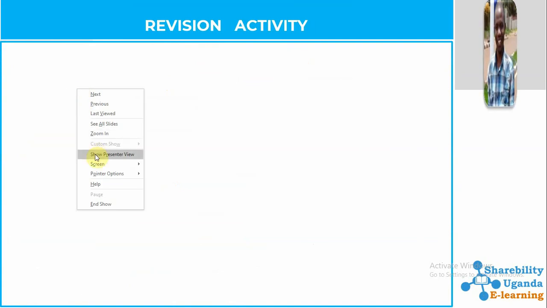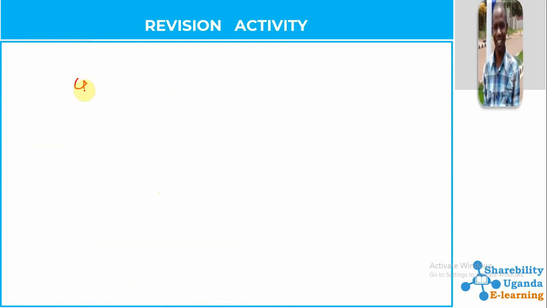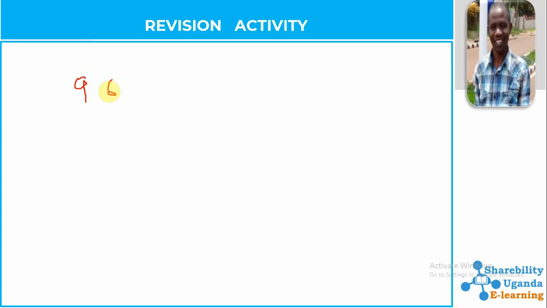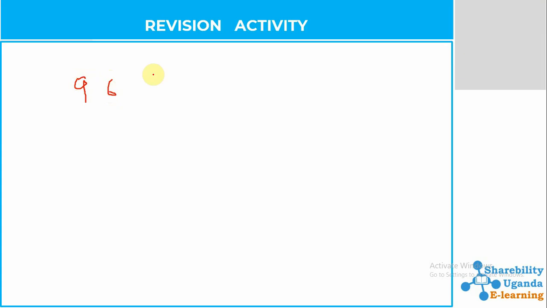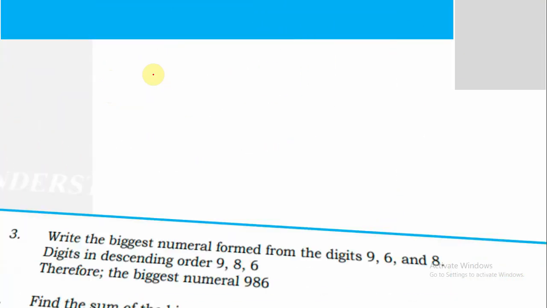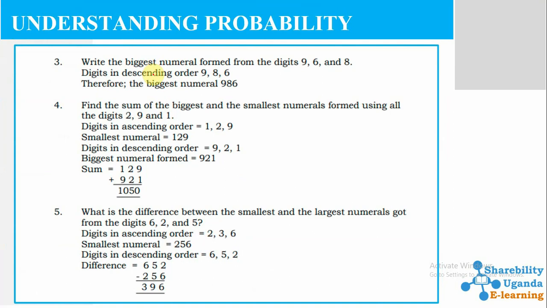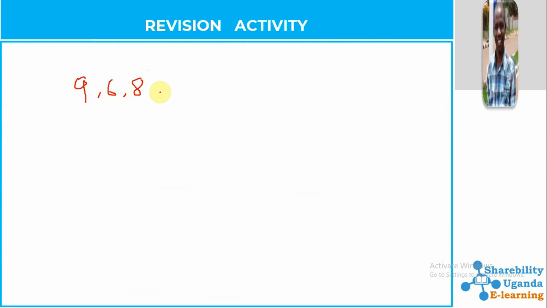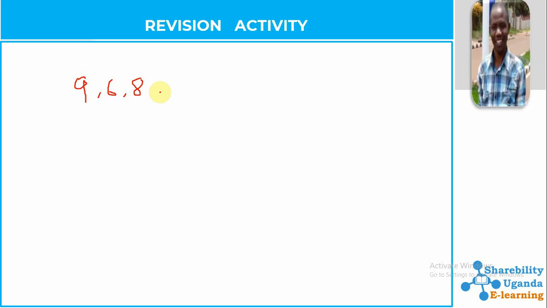Let me get a pen tool here. We have been given a 9, a 6, and an 8. Let's see these numbers very well: 9, 6, and 8. So these are the digits, each on its own, and they want us to find out which one is the biggest among all.